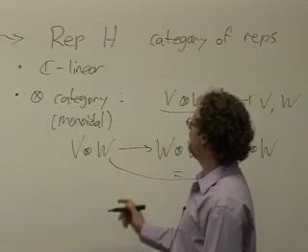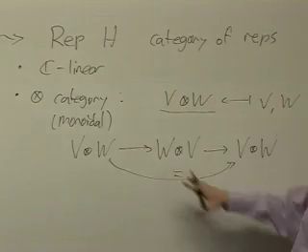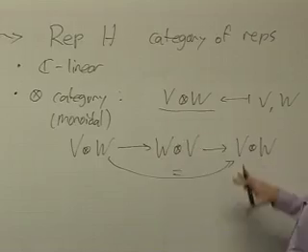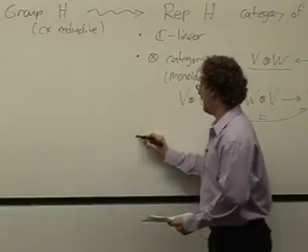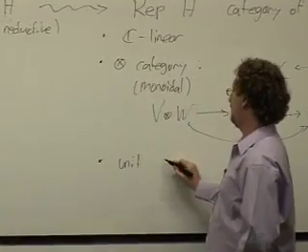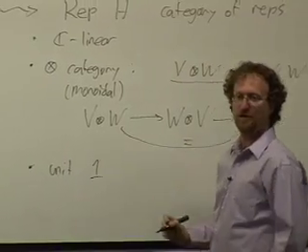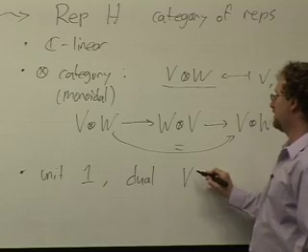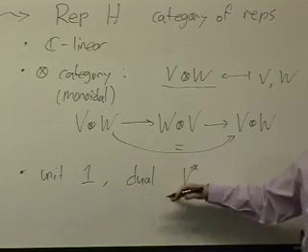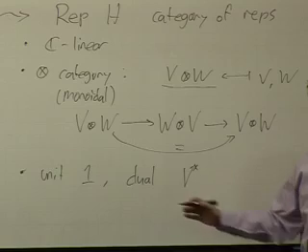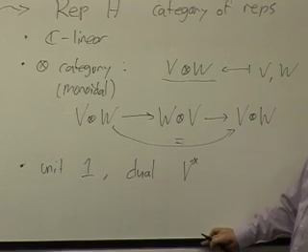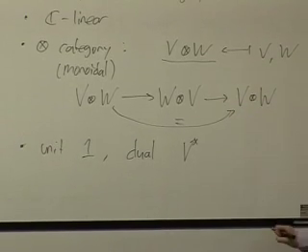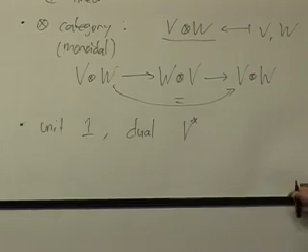And there are some constraints on these. So we have this data, and there are some constraints it is required to satisfy. We also need a unit for the multiplication, which is the trivial representation, and we need some notion of dual vectors, dual representations. There's a list of constraints that these things satisfy, which you can work out by thinking about representations of a group. But these are the structures we have on the category of representations.